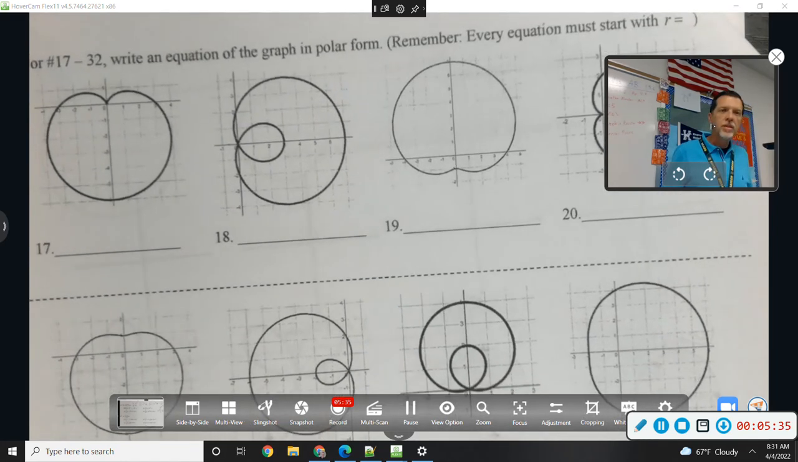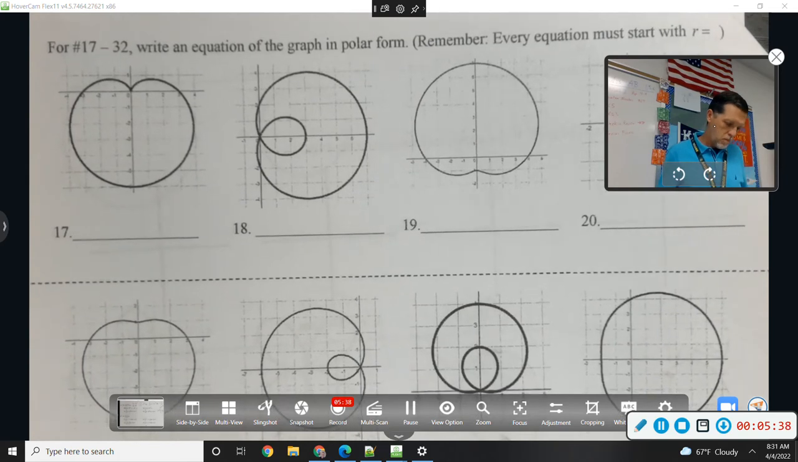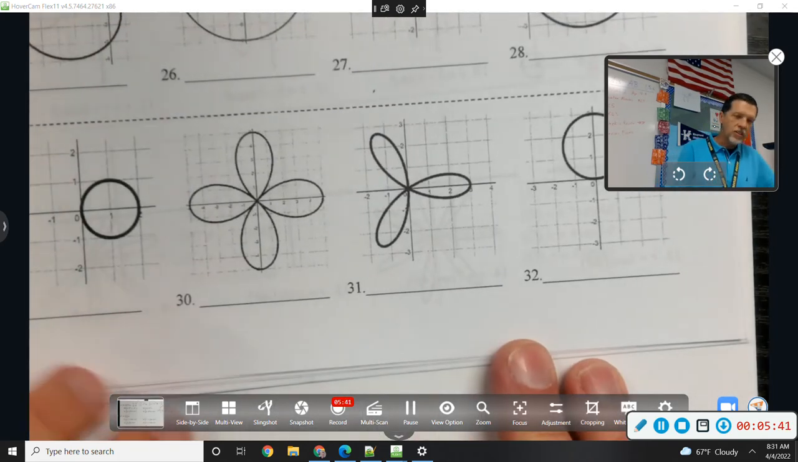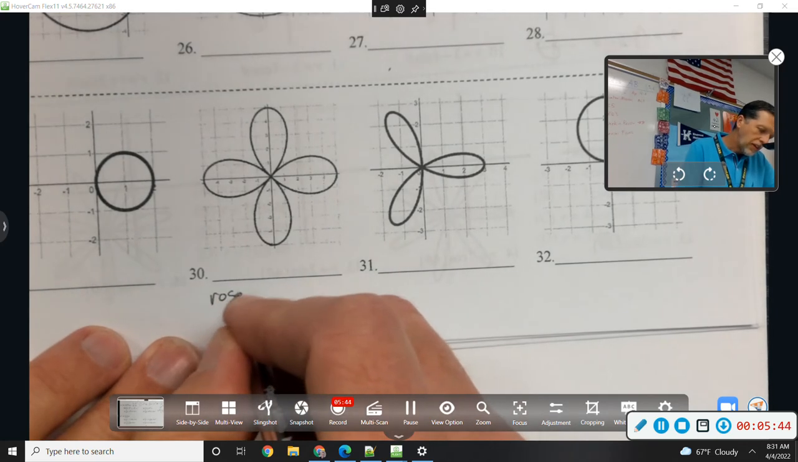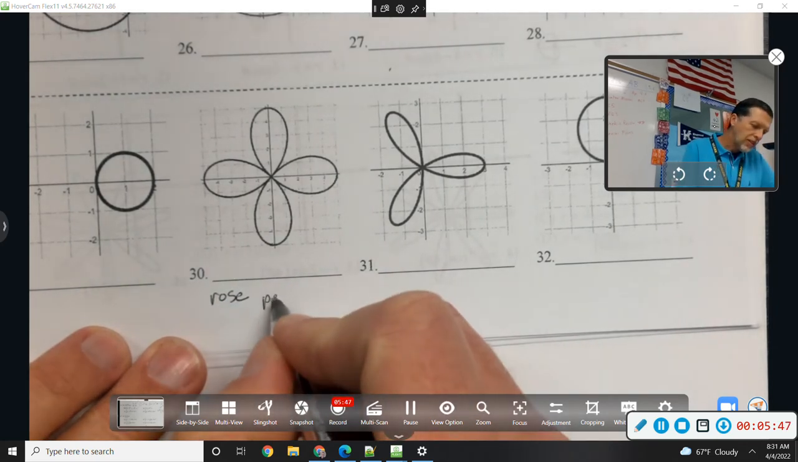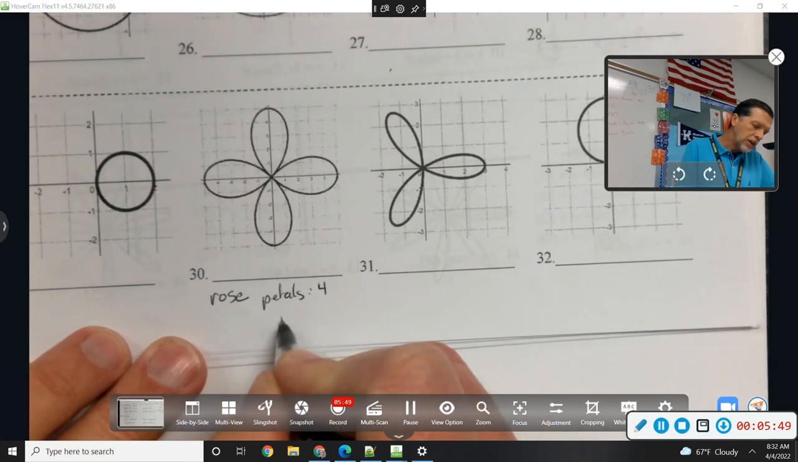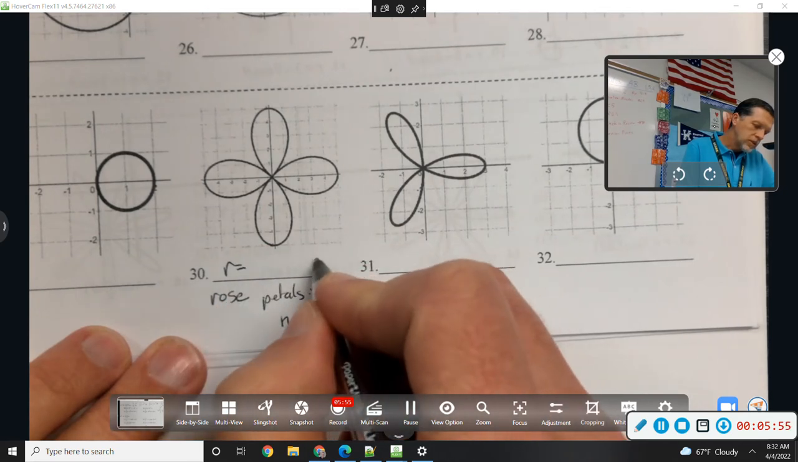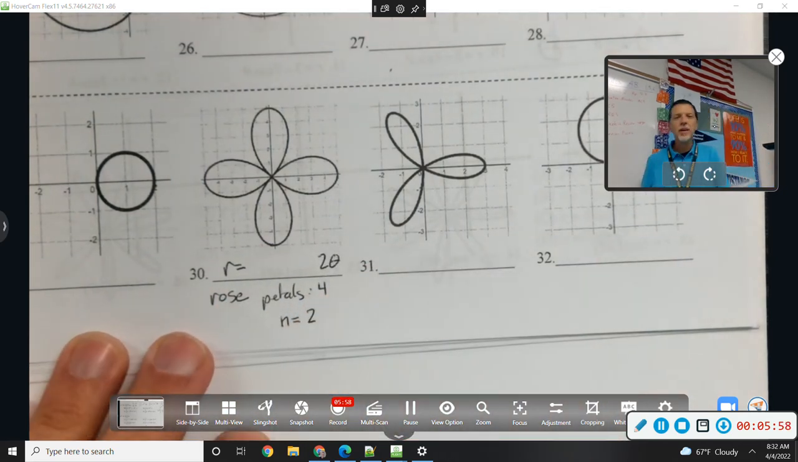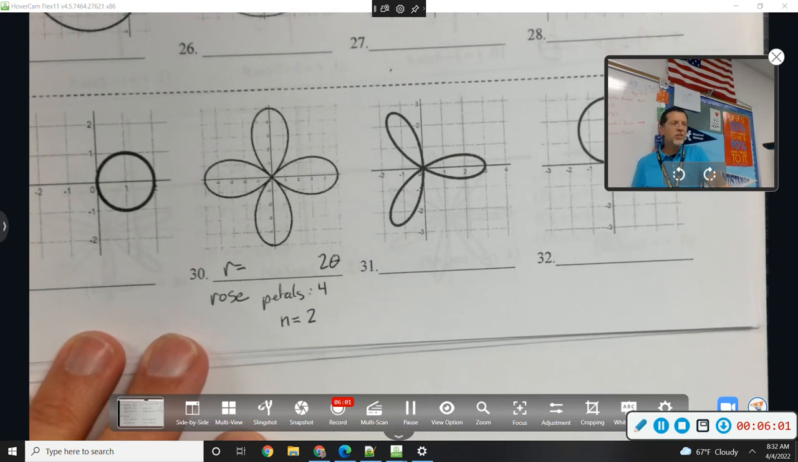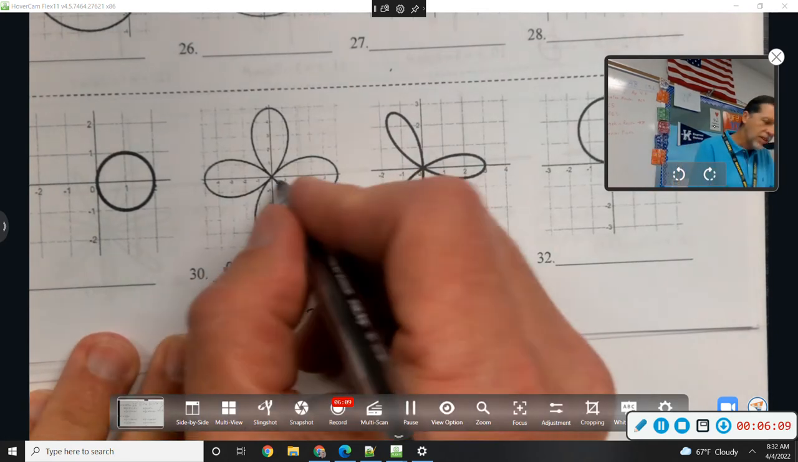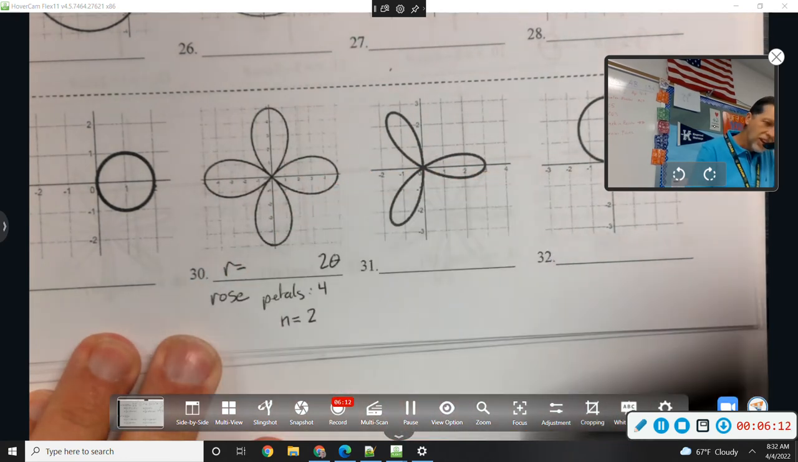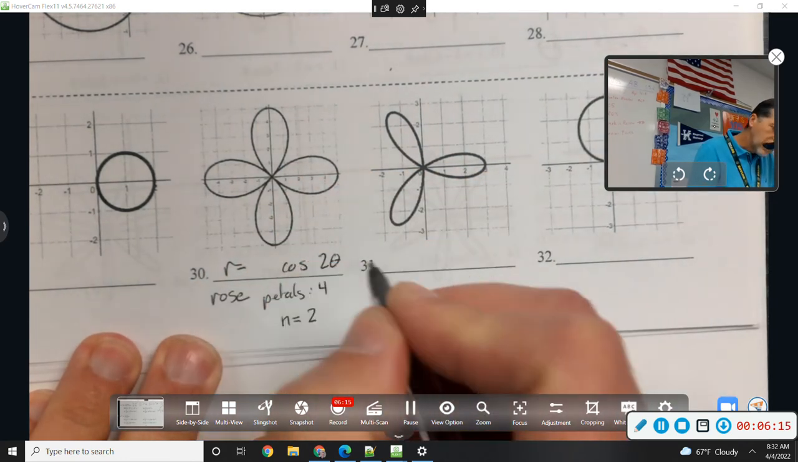Let's do a couple of them. Did you do like one, like 30 or 31? Oh yeah, that would be review stuff. Because 30, that's a rose. How many petals does that rose have? Four. So what does that mean in terms of n? Two. So r equals something theta. Is it a cosine rose or a sine rose? How'd you know it was cosine? Because it's on the axis, it's on the x-axis especially. So cosine 2 theta.